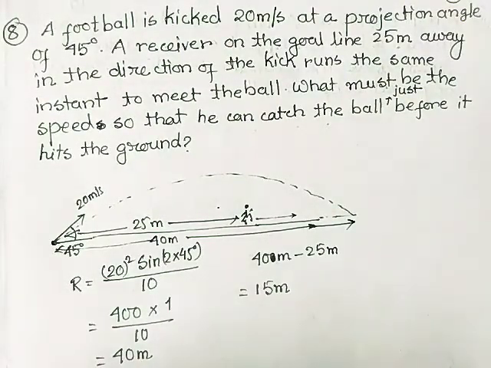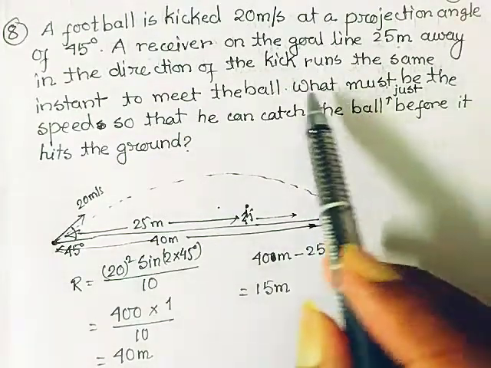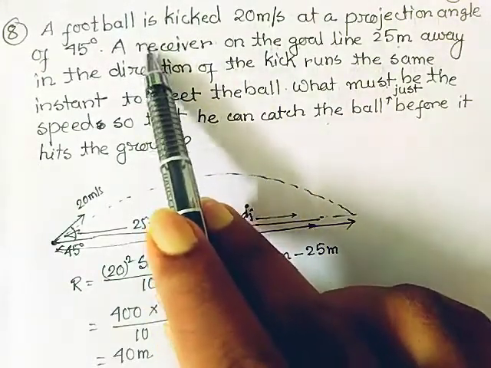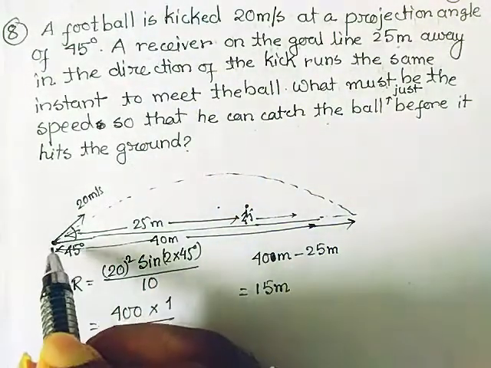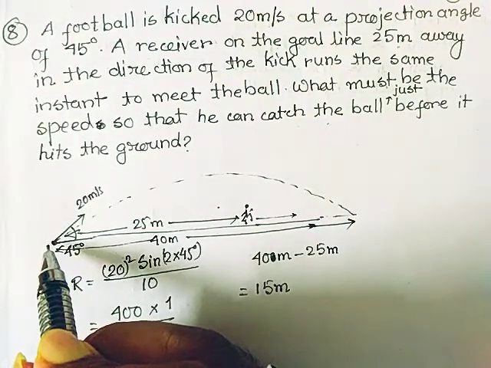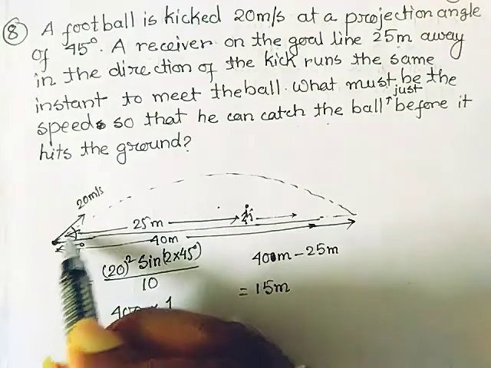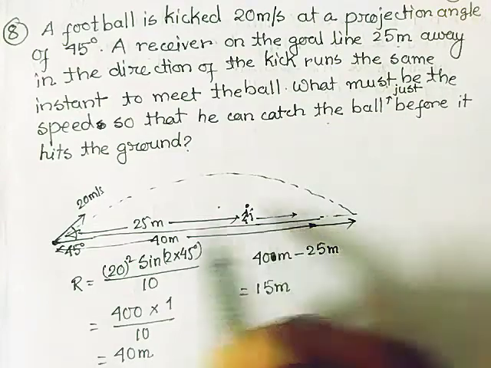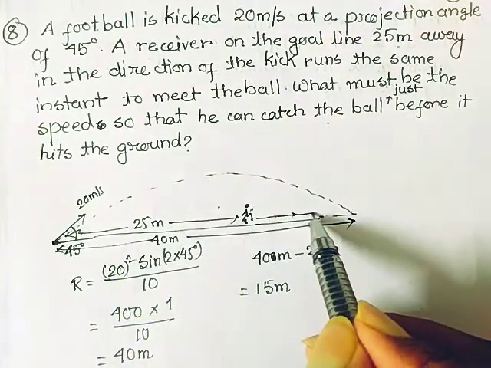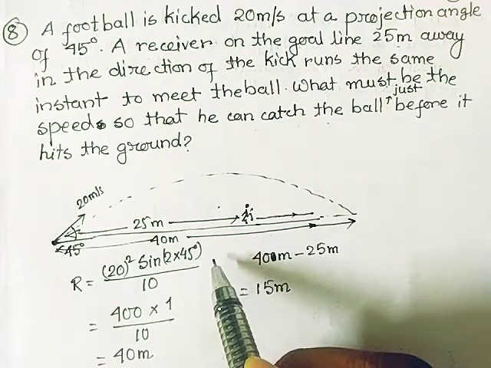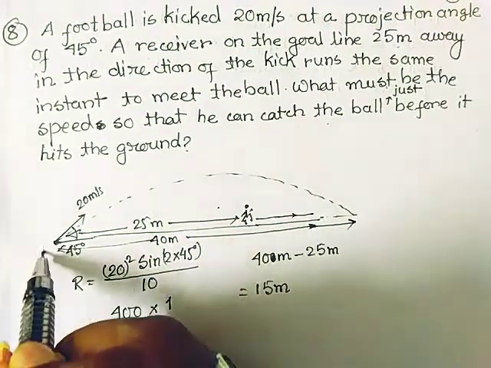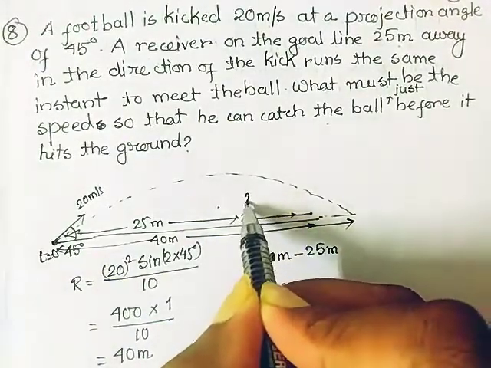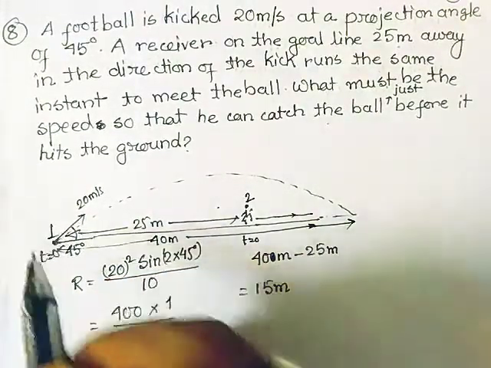But within which time does he have to cover it? Here it is said that the receiver and the player who kicks the football start at the same time. When he kicks the ball, at the same time the receiver starts running and chasing it in that direction. So for both of them, it is t equal to 0.